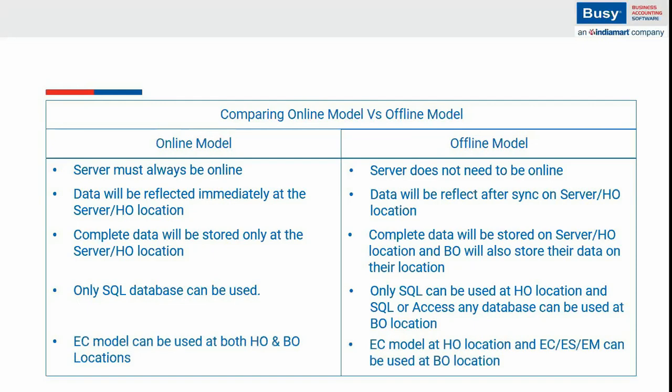And the last comparison: the EC model can be used at both HO and BO location, because this feature is available in the Enterprise edition only. So only the EC model can be used at both locations in the case of the online model. In the case of the offline model, the EC model at the HO location, and EC, ES, EM can be used at the BO location. So Access database or SQL database doesn't matter. You can register any license at the BO location, like EC, ES, EM, but the edition will be Enterprise. But at the HO location, only the EC model is compatible. So this was the comparison.